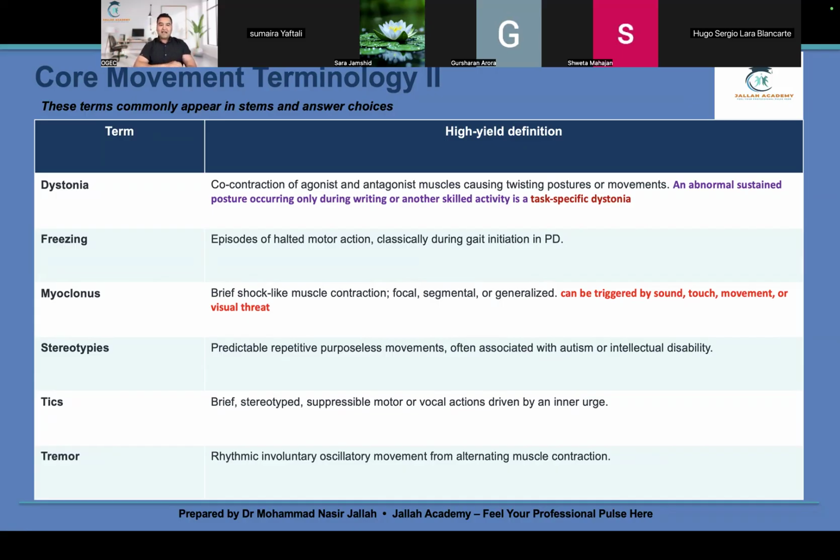Okay. Another characteristic of dystonia, that dystonia has a specific touch-sensitive test. Like the patient has dystonia like this, and when you touch the face, then the dystonic reaction will stop right away. And it supports the diagnosis. Okay? Freezing. Freezing is an episode of halted motor action, classically during gait initiation in Parkinson's disease.